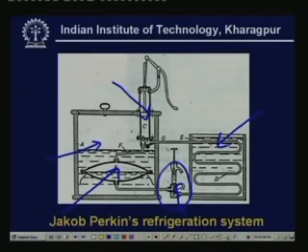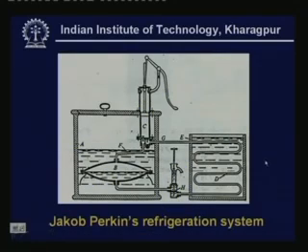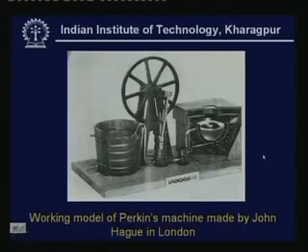So this is the basic principle of any Vapour compression refrigeration cycle, and this is a schematic of Jacob Perkins' system. You can see that in Jacob Perkins' system a hand operated compressor is used. This is similar to our bicycle pump. And this photograph shows the working model of the Perkins machine made by John Hague in London.